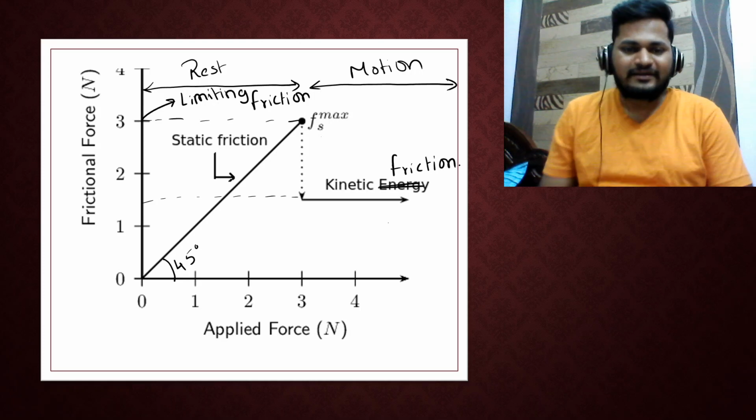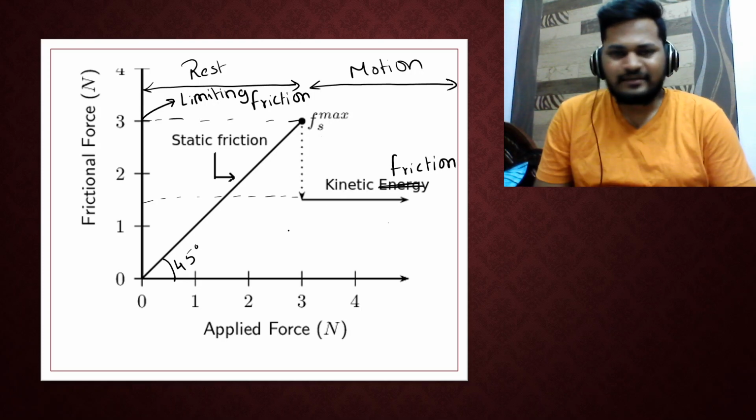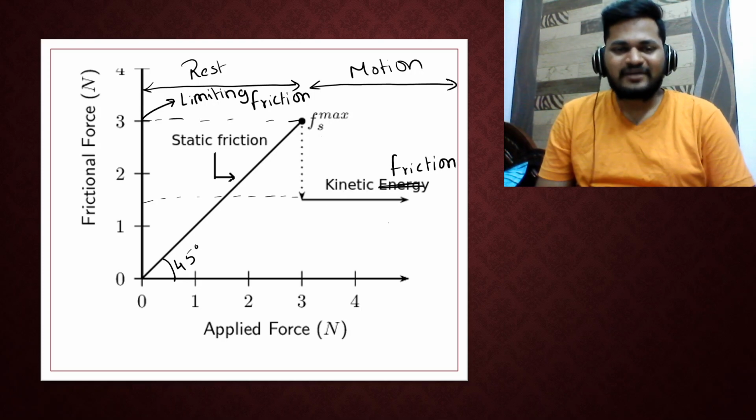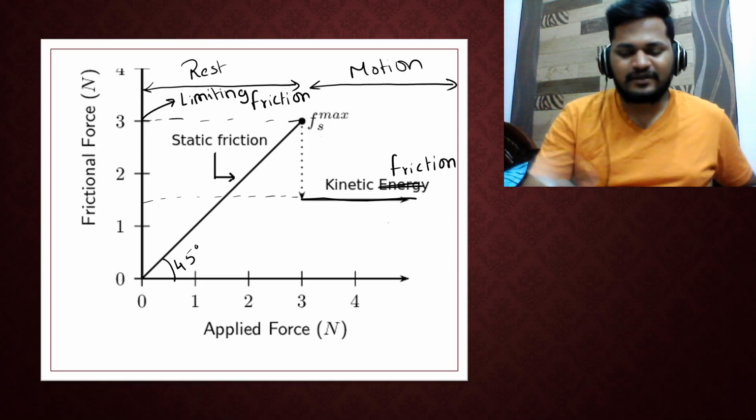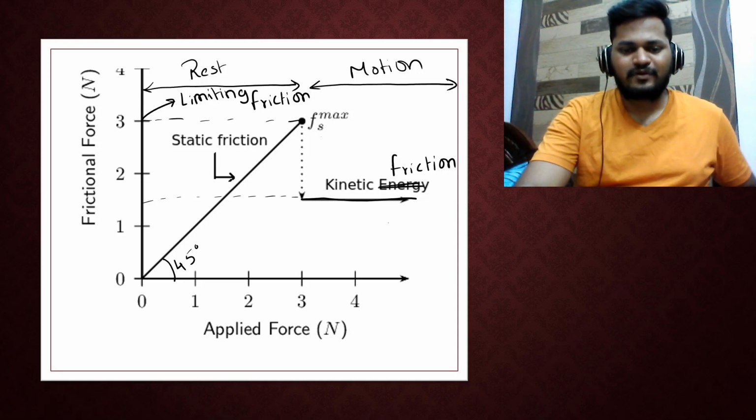And you can see kinetic friction is less than limiting friction. Unlike limiting friction, which is self-adjusting in nature, kinetic friction is more or less a constant value. Kinetic friction is constant, but static friction is self-adjusting. It depends on the applied force. Okay, I hope you're understanding.